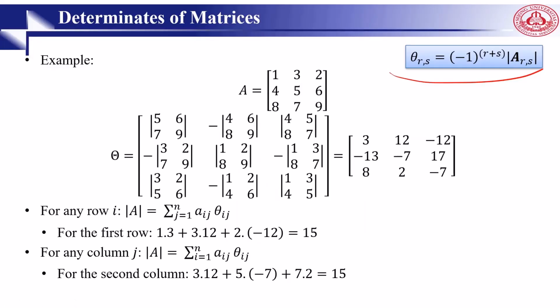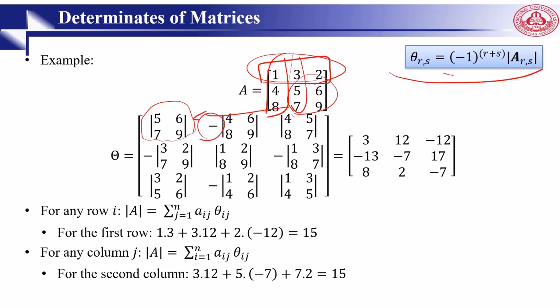So let's see this example. This is 1, 3, 2, 4, 5, 6, 8, 7, 9. We will go for this one, right? The first one is to remove this one and this one. So the rest will be this, right? Then if we remove this one and this one, the rest will be 4, 6, 8, 9.